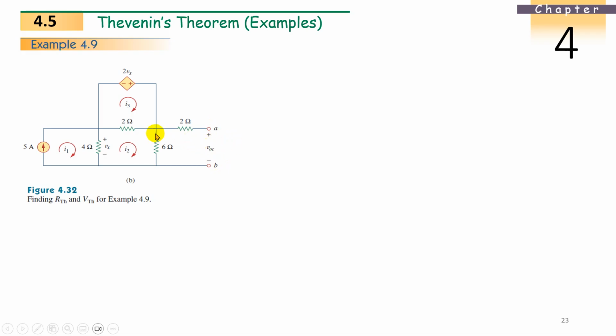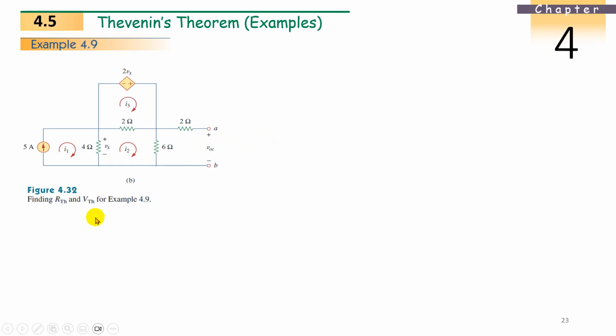And this VOC is nothing but the voltage across the 6 ohms resistance. Because the 2 ohms resistance is there, but there is no loop for it, no closed circuit for it. So no current will flow in 2 ohms. So the VOC is nothing but the voltage across the 6 ohms resistance, which is 6 multiplied by I2, which is also equal to VThevenin. So find I2, you will get the solution, VThevenin's.